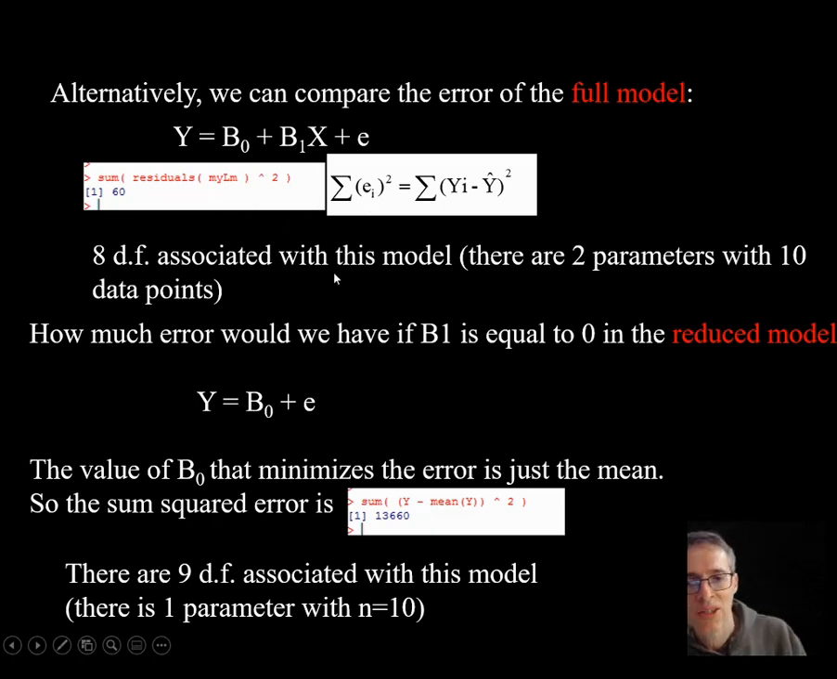And furthermore, there's 8 degrees of freedom associated with this model because we have 10 data points and 2 parameters. So this is the full model. Now we have a reduced model. We take away the parameter we're interested in.